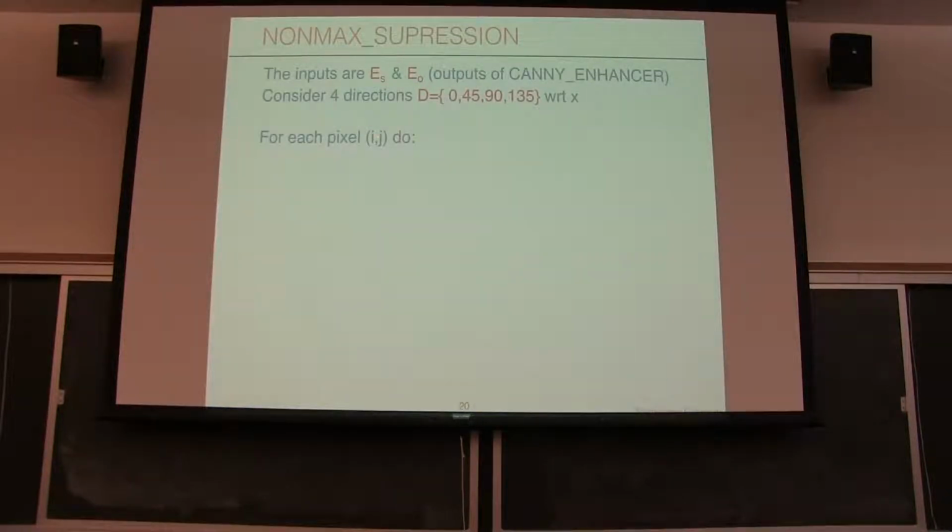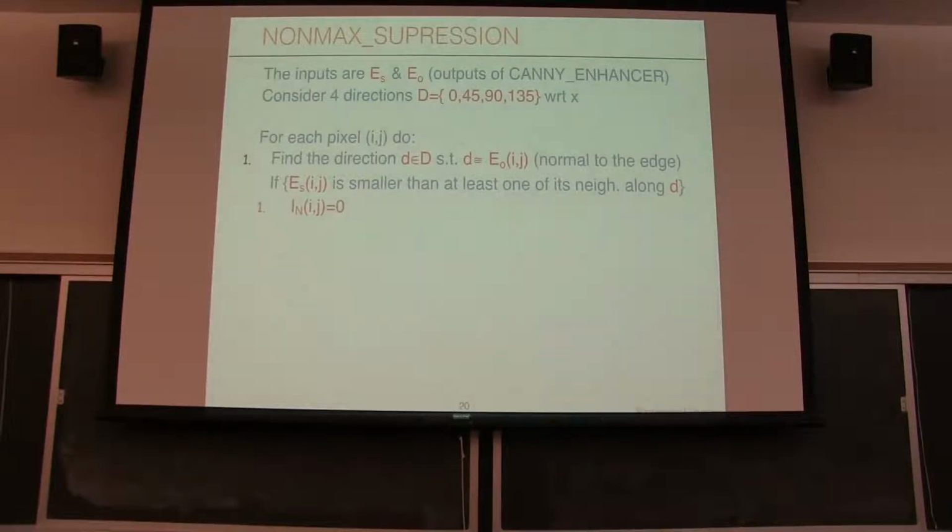Then for every pixel, I find the orientation of the edge, which of these directions on my compass is the closest one. That tells me how I need to walk to look at my neighbors. And now I check whether I am the tallest one or there's somebody that's smaller than me. If there is somebody taller than at least one of its neighbors along that direction, then that pixel will become 0. So this is the output at that location in the case that there's somebody taller than the pixel. Otherwise, we keep the strength.